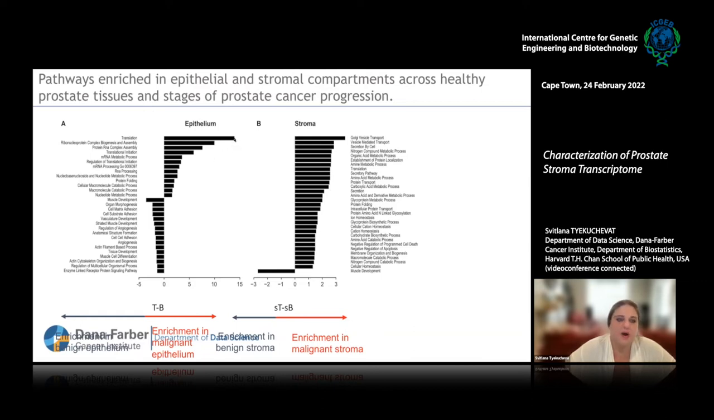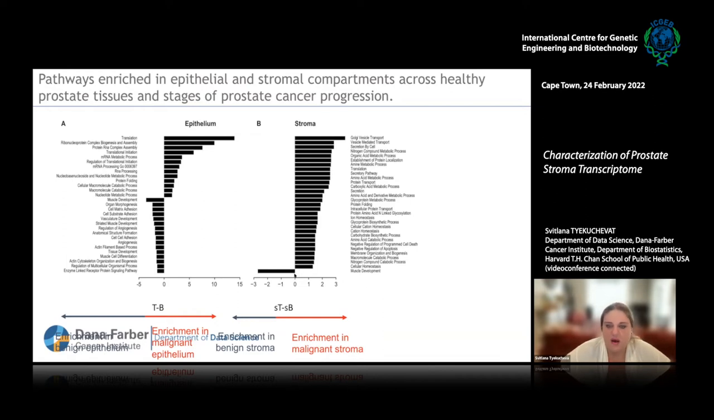So you can see pathways that are enriched in malignant epithelium: translation, protein RNA complex assemblies, different mRNA processes, translational initiation, protein folding, and so on. We have downregulation of muscle development, cell matrix adhesion, and cell substrate adhesion, and so on. Those are lost in the malignant epithelium, and they're more enriched in the benign epithelium.